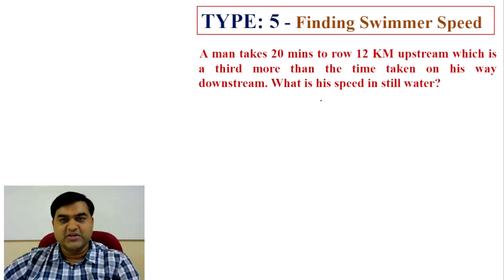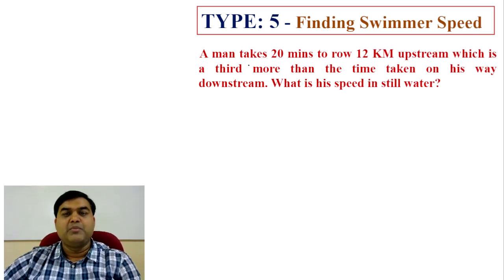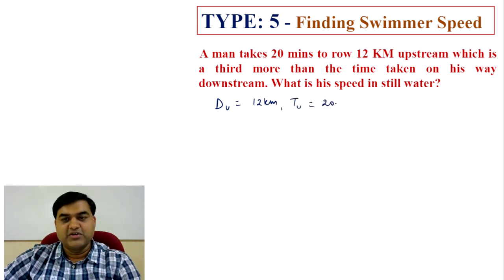Let's talk about the next question, finding swimmer speed. A man takes 20 minutes to row 12 kilometer upstream, right? So what they have given, 12 kilometer upstream. Distance upstream is 12 kilometer. Time taken upstream is 20 minutes, which is 1/3 more than the time taken on his way downstream. Downstream again he will have to go 12 kilometer, but the time is different.